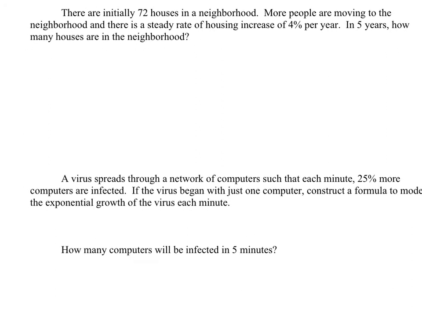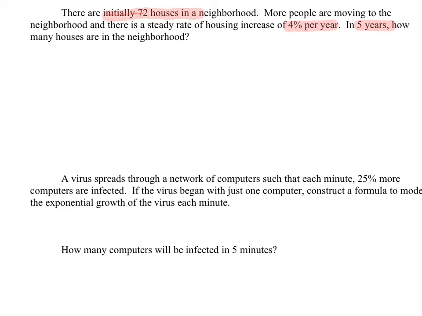There are initially 72 houses in a neighborhood. More people are moving to the neighborhood, and there is a steady rate of housing increase of 4% per year. In 5 years, how many houses are in the neighborhood? We've got all the information we need here. We know that we're dealing with exponential growth because it's a housing rate of increase, not decrease.